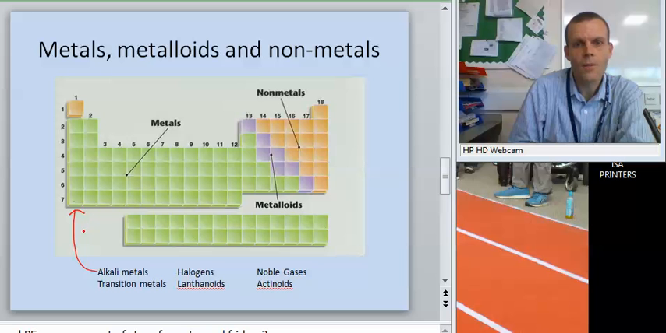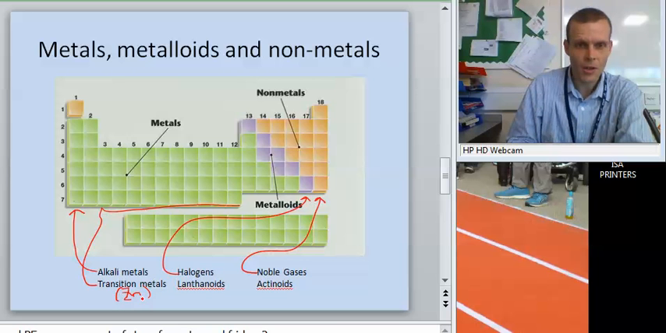So group 1 is known as the alkali metals, group 2 is the alkaline earths, halogens, group 17, 7 in old money, noble gases, group 18, transition metals, essentially the D block. We'll maybe see that there's one exception there, which is zinc. When we get onto that, you'll see that it doesn't fit the definition of a transition metal. But by and large, this section here, these are the transition metals. And the F block is made up of the lanthanoids and the actinoids.